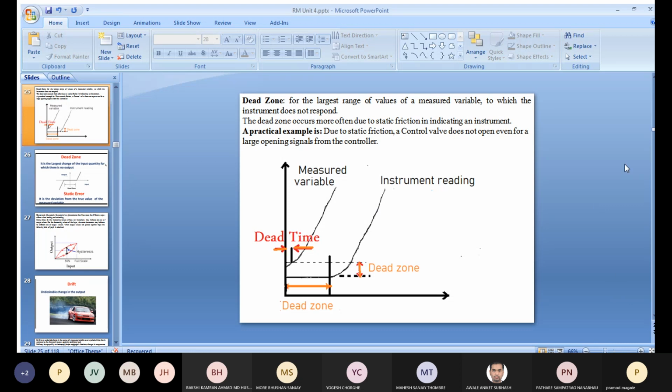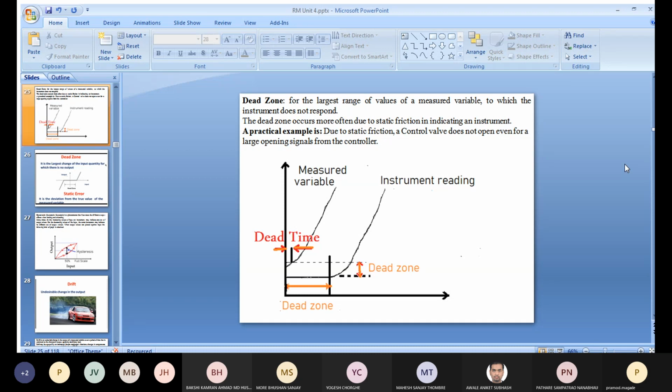Dead zone. It is the largest range of values of a measured variable to which the instrument does not respond. That is the initial stage. The dead zone occurs more often due to static friction in an indicating instrument. Correct. A practical example they have given: due to static friction, a control valve does not open even for a large opening signal from the controller. So that will be the sensing device. It takes time, and after realizing the things, after setting the things, then it will work. So that we call a dead zone.